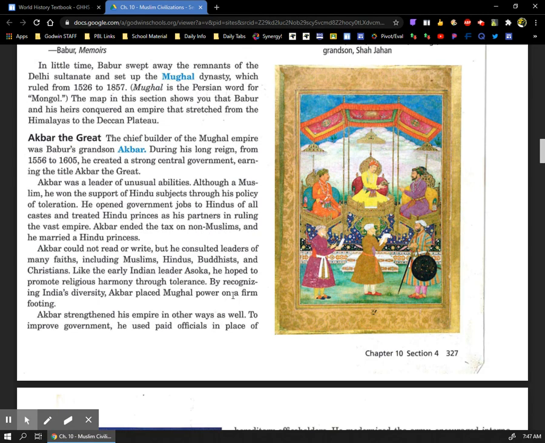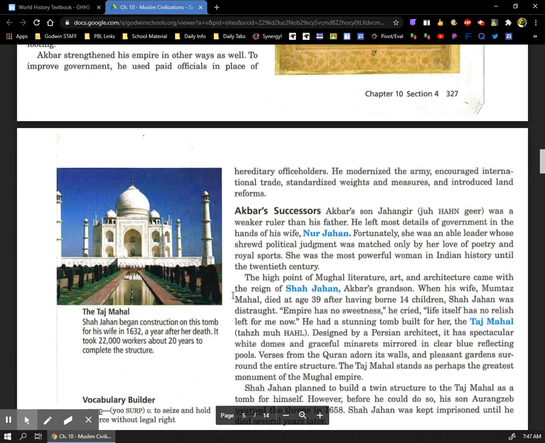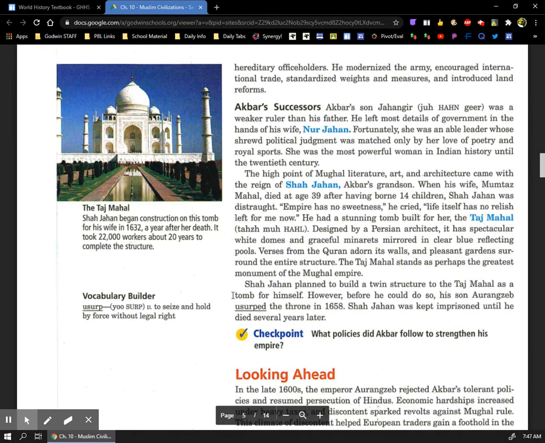Akbar strengthened his empire in other ways as well. To improve government, he used paid officials in place of hereditary office holders. He modernized the army, encouraged international trade, standardized weights and measures, and introduced land reforms.